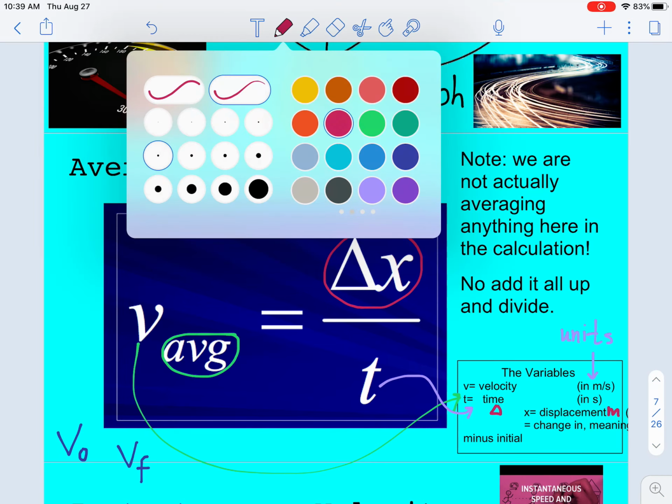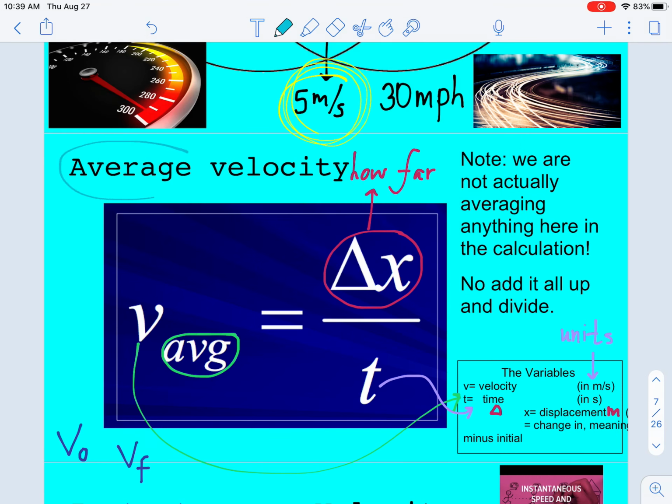Notice something about this formula. It does say average. And in math, when you're calculating averages, what you do is add up a bunch of stuff and then divide by the number of items. We're not doing that here. We're not actually calculating any average. So don't think about average velocity as an average of multiple numbers. Think about it as the total displacement over a distance and over a time. So that's average velocity.